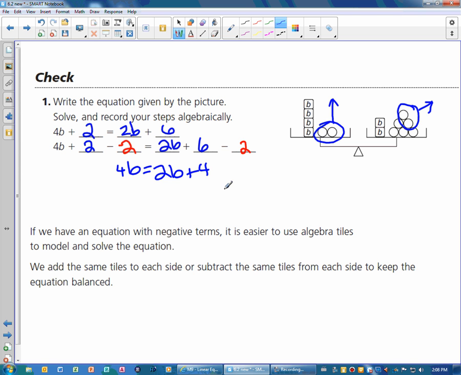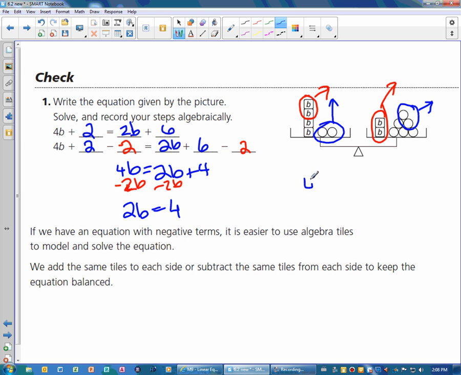Next, what would you do? I'd get rid of these. I can't have b's on both sides. I'd get rid of that. But if I do it to one side, I have to do it to the other. So I would subtract 2b on both sides. So I have 4b, subtract 2b is 2b. I have 2b minus 2b is gone, is 4.